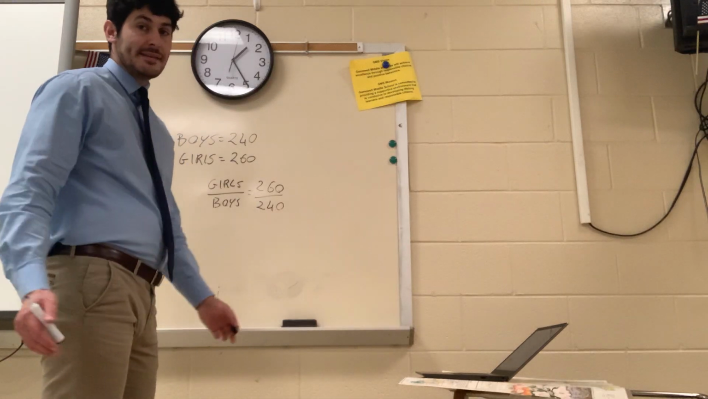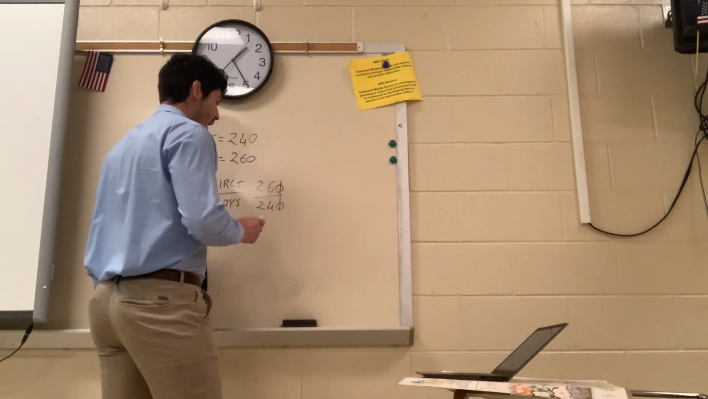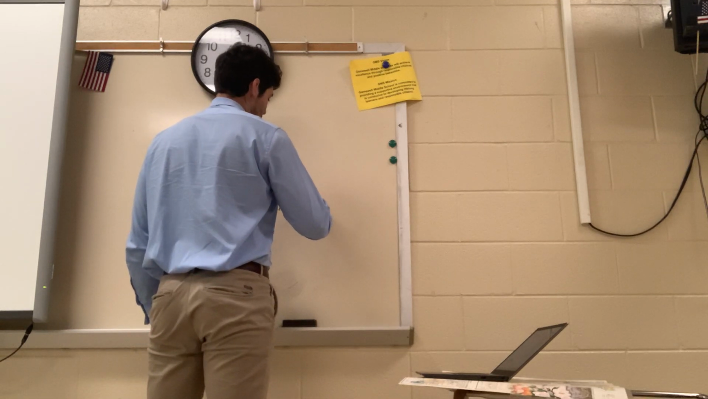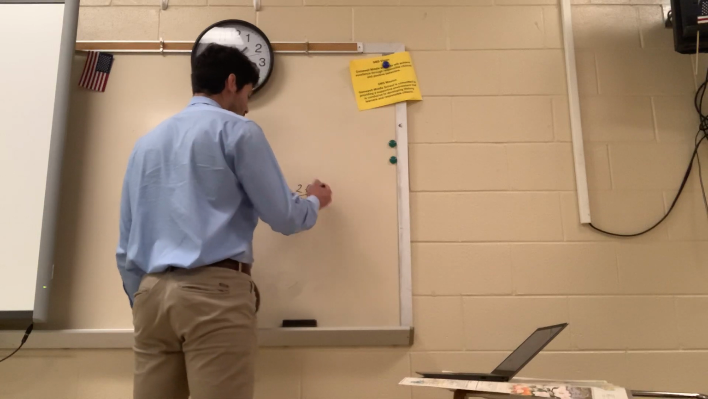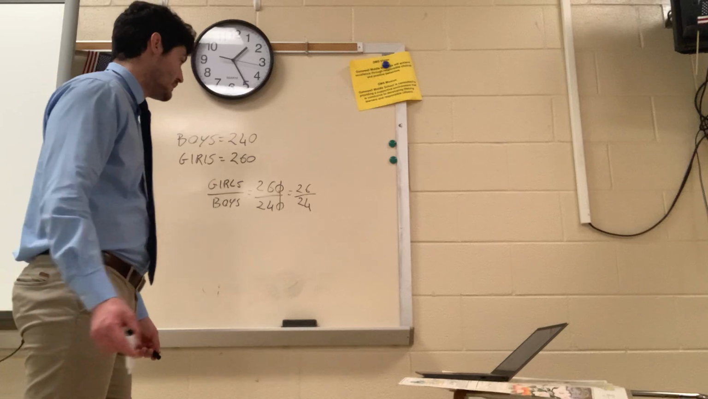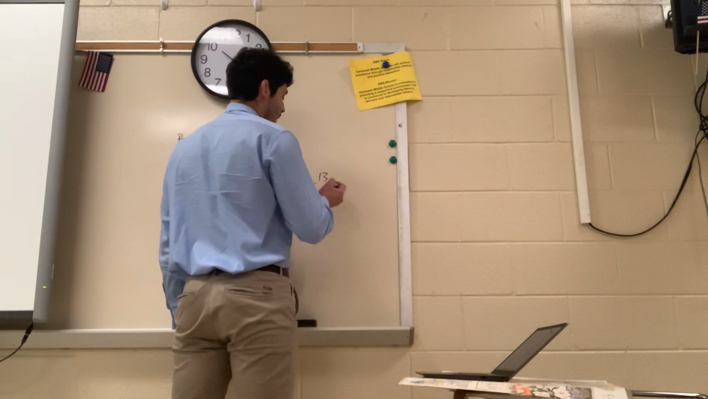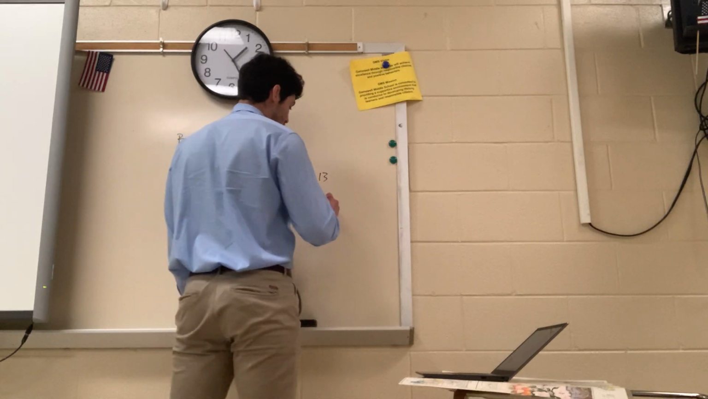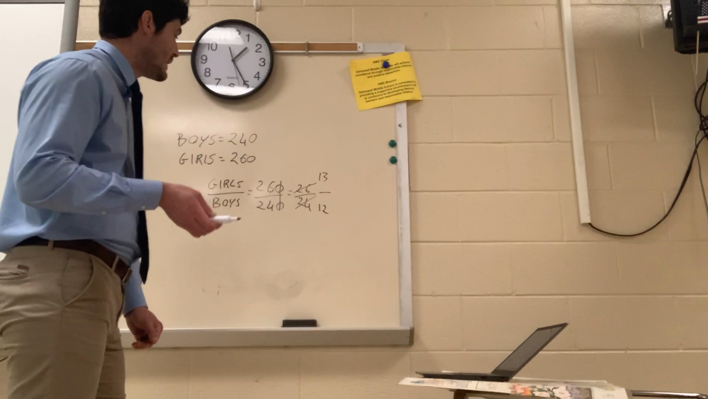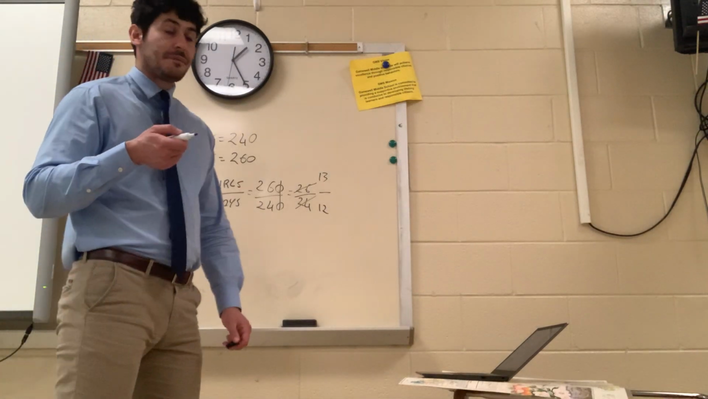Both numbers end in 0, so I know I can simply take the 0 away, and that gives me 26 over 24. I can reduce some more because both numbers are even, so I can divide by 2. 26 divided by 2 is 13. 24 divided by 2 is 12. So my final ratio is 13 to 12. We have 13 girls for 12 boys.